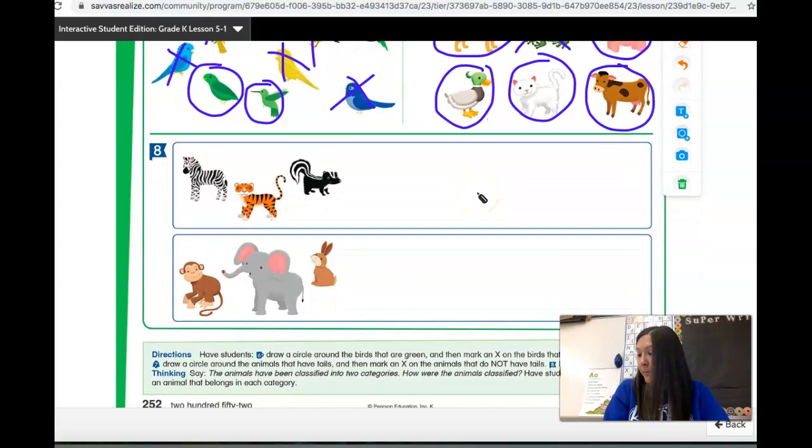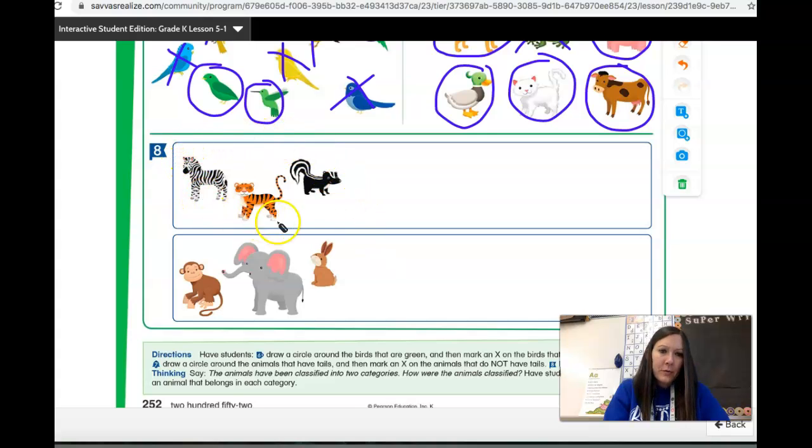All right, for number 8, flag. I want to see if you can figure out the way these two groups of animals have been classified. They've already been sorted. Could you draw a picture of an animal that could also belong in this category and in this category? Let's see what you can do on your own. Push pause. Did you do it? Let's see.